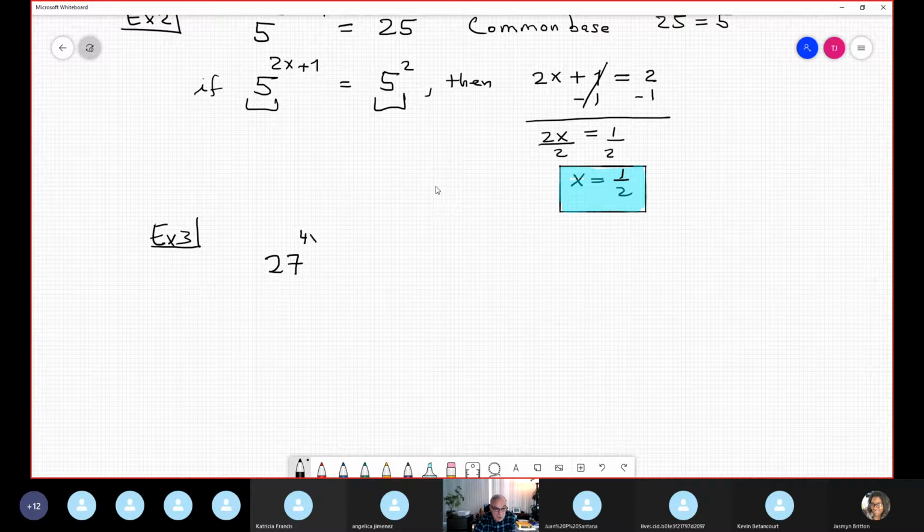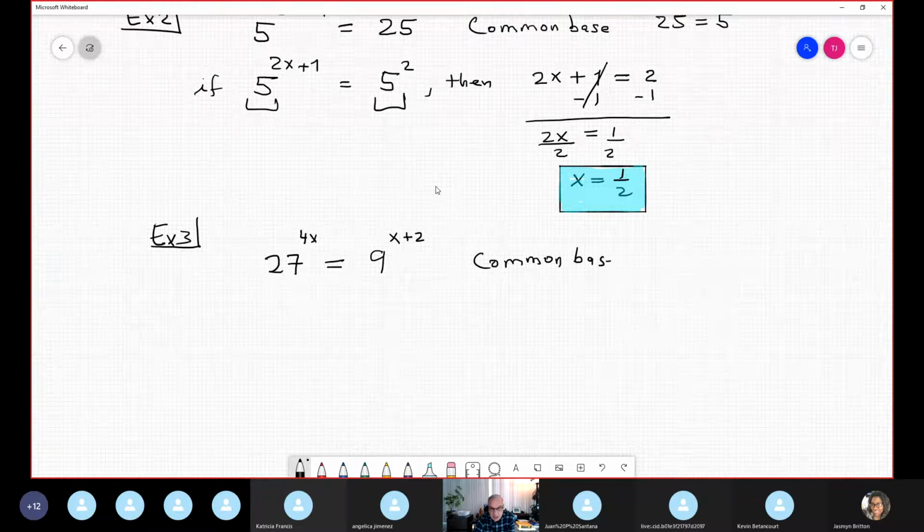27 raised to the 4x, exponential equation, equals 9 raised to x plus 2. Wow, what is the common base? This is my first question. I need to investigate if it's possible to express both sides using one common base. What do you think?